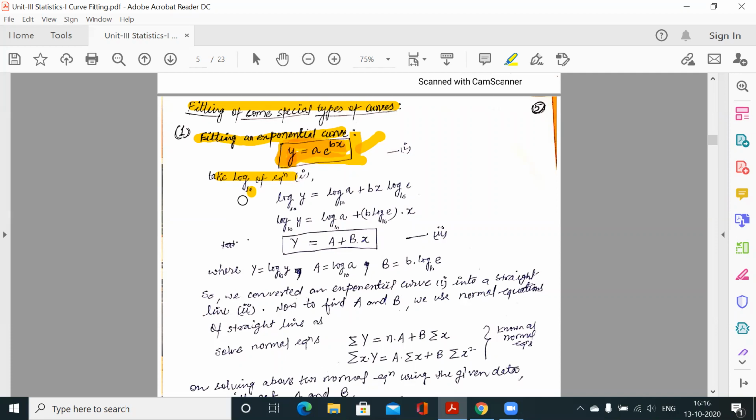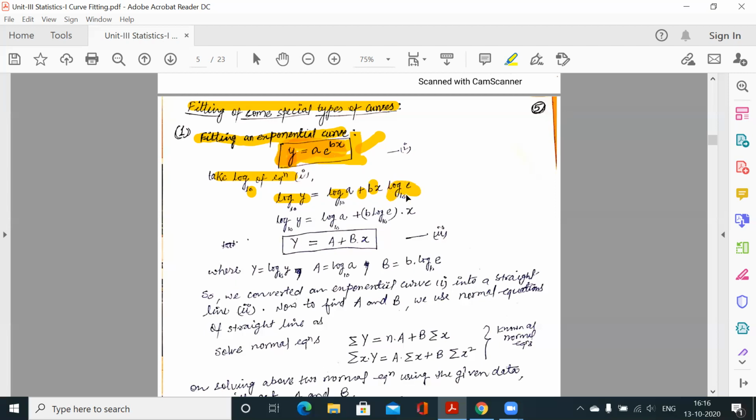Both will work. But if you use log base 10, the benefit is that you will get the best values of small a and small b, the accuracy would be higher. Otherwise there is no difference. Clear? So now apply log, that is, calculate the log of this equation. So log of y is equal to, by applying log properties, log a, because this is the log of a multiplication of two values, a into e to the power bx. So using the multiplication property, it will be log a plus bx log e.